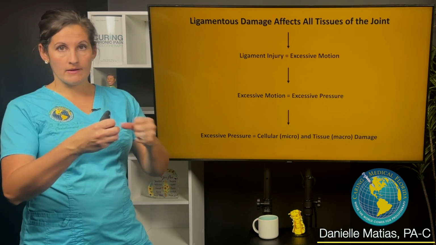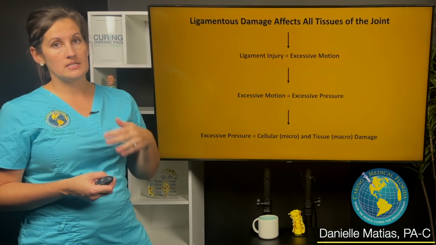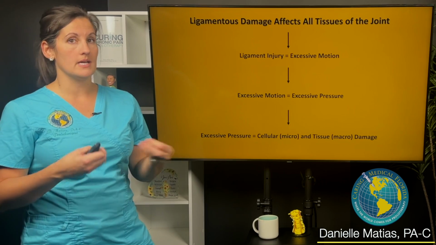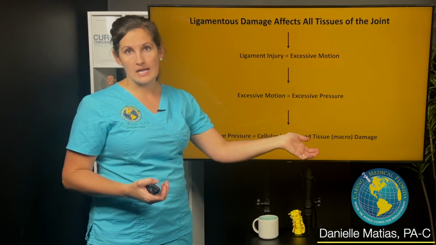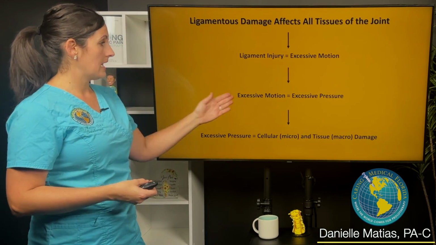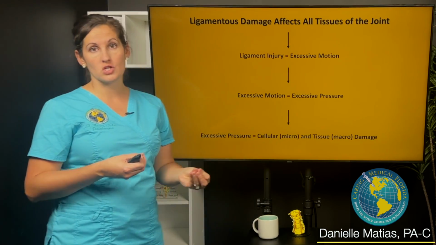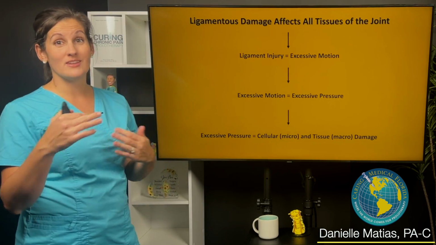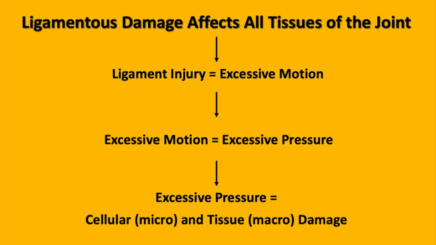Again, ligaments, those tight rubber bands that should hold our whole joint together. When they become injured, it doesn't only affect the ligaments that are injured, but it affects the whole joint and all the surrounding tissues. So ligament injury, excess motion. That's when you get that hypermobility or instability of the joint. Excess motion, excess pressure, right? If that joint, those bones are moving more than they should, they're going to be taking on a lot more force than they're designed for. Excessive pressure, tissue damage, right? Pretty easy to understand.